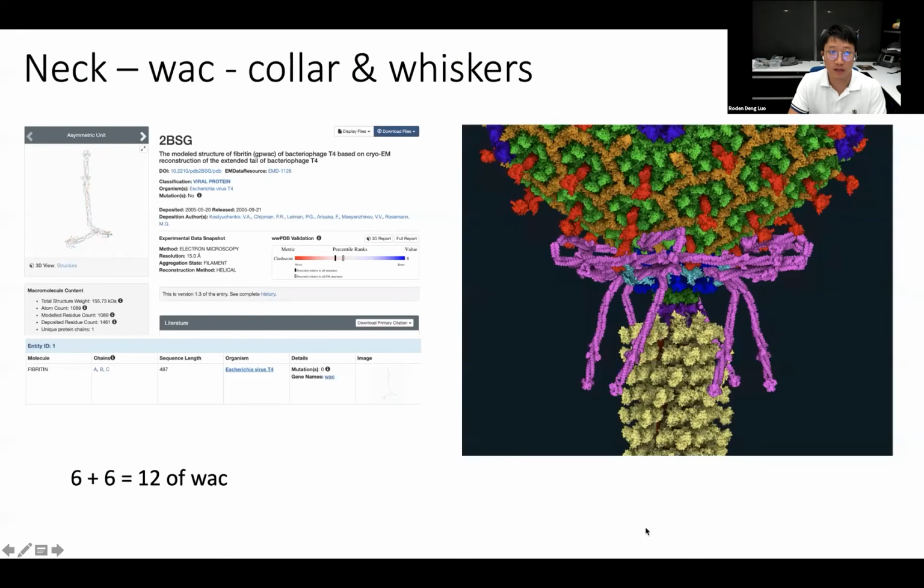Now we move to the fibers. The neck first. Neck fiber is composed of a protein called WAC, and we used PDB ID 2BSG for it. It has 2 configurations. 6 of it forms the collar, that's in this horizontal plane. And the other 6 form the whiskers vertically.